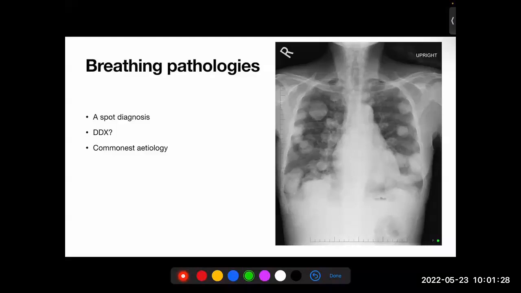So these are cannonballs. These are called cannonball appearance. These are features of pulmonary metastasis. What is the etiology of these metastases? What are the common tumors that metastasize to the lung is the question I'm asking. Choriocarcinoma. Let's start with the basics. I don't like people who say choriocarcinoma.